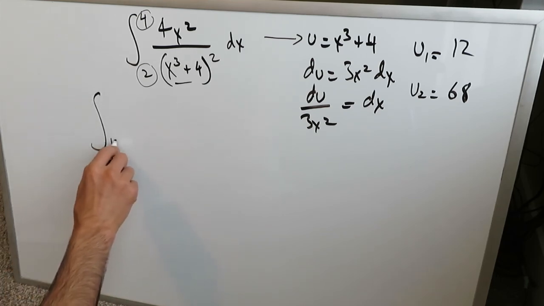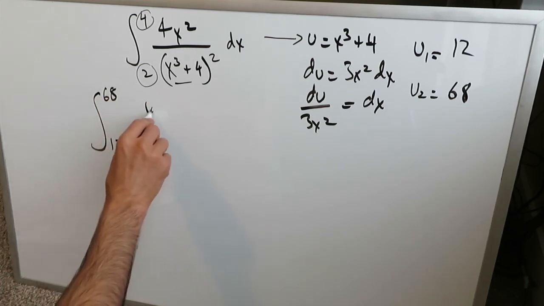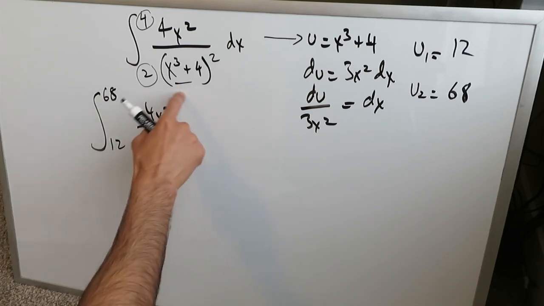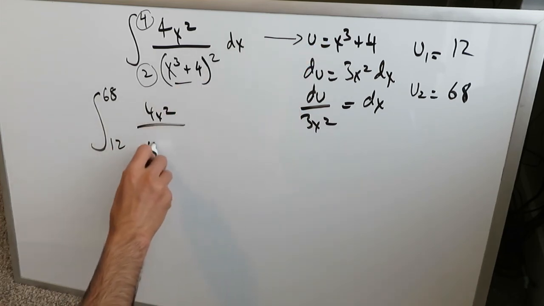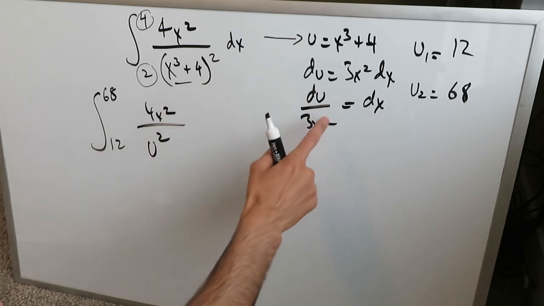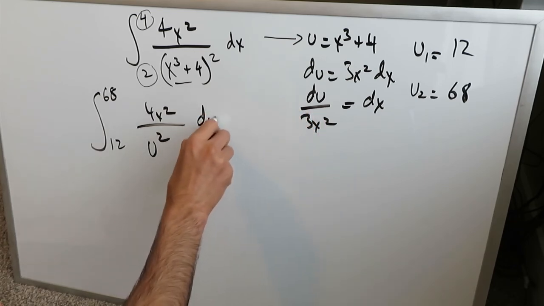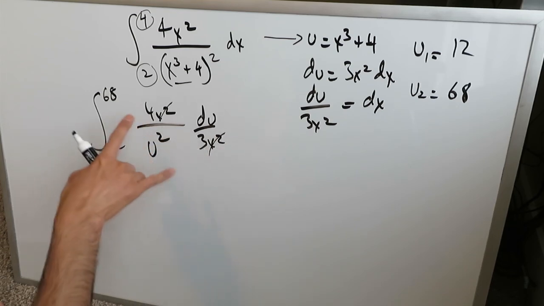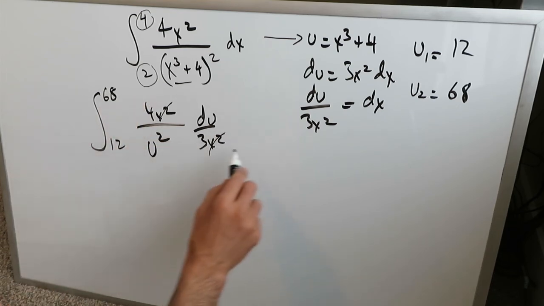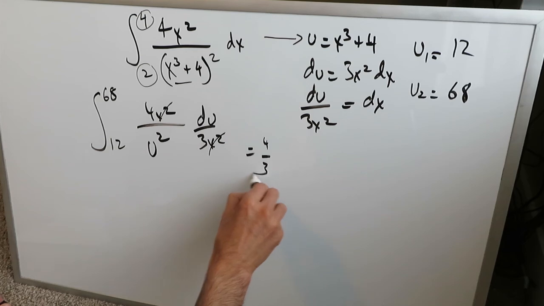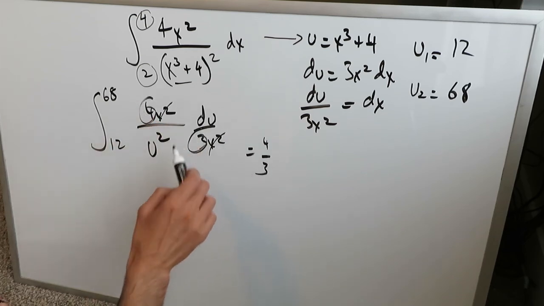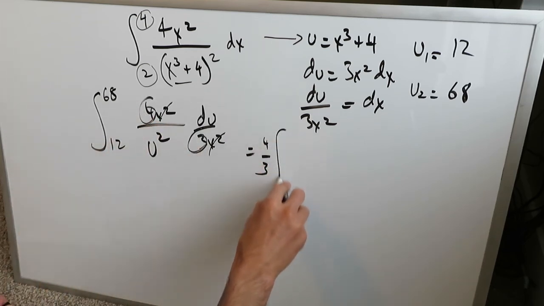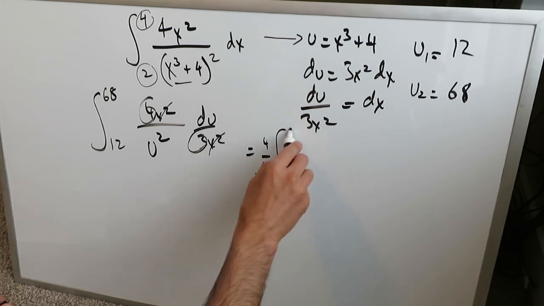Let's rewrite everything. 12, 68. We have a 4x squared over this entire expression, which is substituted for u squared, and dx is substituted for du over 3x squared. You can take this x squared and x squared and cancel them out. You have this 4 over 3, which will come out as a coefficient. Let's do that. 4 over 3. You see this 4 over here and this 3, they come out as coefficients. Your interval stays the same, 12 and 68.